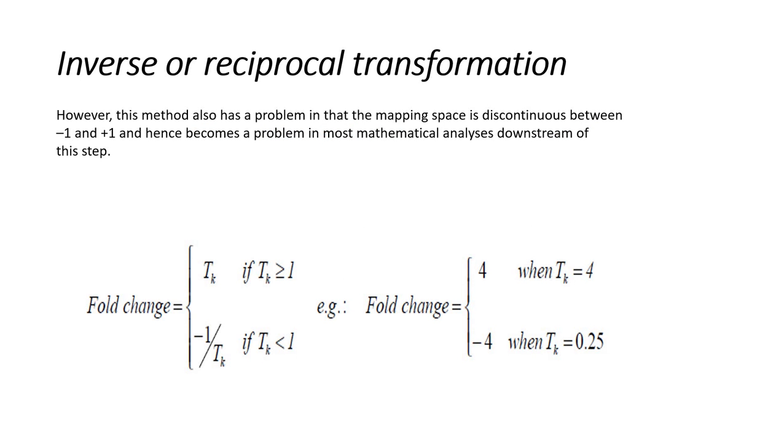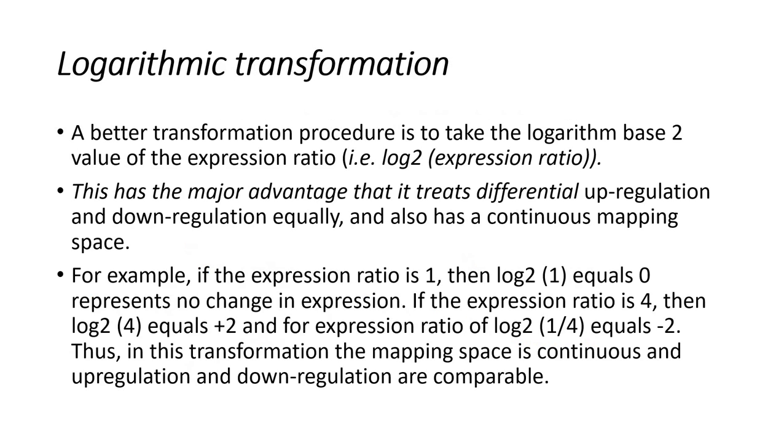These are helpful. The mapping space means -1 to +1 in the reciprocal transformation. So this is also an easy method, but the mapping space is discontinuous. But in comparison to reciprocal transformation, logarithmic transformation is considered more useful, because here we are applying the logarithm and the mapping space becomes like -2 to +2. So for up regulation the value is +2, and for down regulation -2. And 0 means there is no change in the expression, because here we are comparing the two groups of genes.